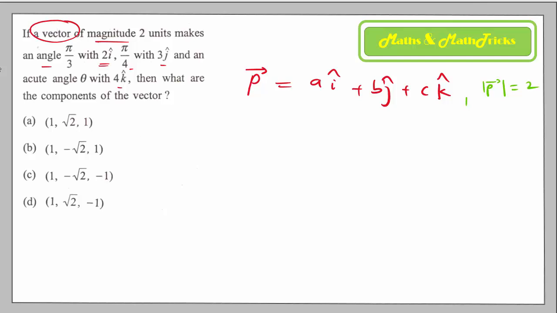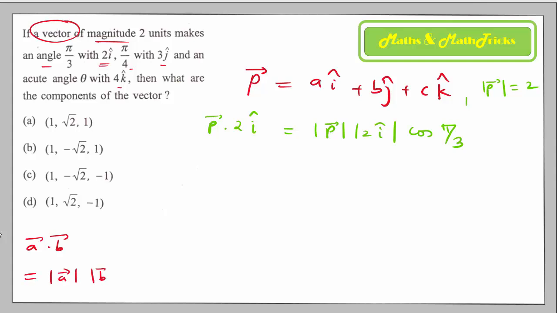What else they say is that this vector p makes an angle pi by 3 with 2i cap. It means the dot product of p with 2i cap is magnitude of p, magnitude of 2i cap, into cos of the angle between them. What is the angle between them? Pi by 3. I would like to recall that the formula of a dot b is magnitude of a into magnitude of b into cosine of the angle theta between vectors a and b. Here the vectors are p and 2i cap, so I wrote p dot 2i cap.